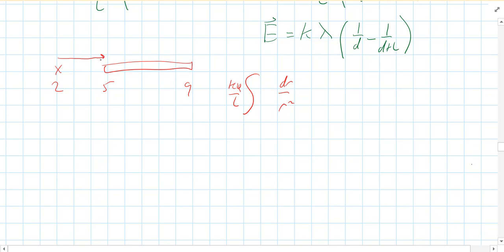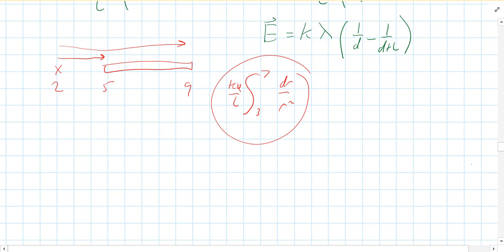So where does the charge start relative to us? It starts 3 away. We're at 2 and the charge starts at 5. That's 3 away. And then what's the final radius? How far is the final charge from us? Well, that's 7. It's 9 minus 2. So this is one way to get that answer.